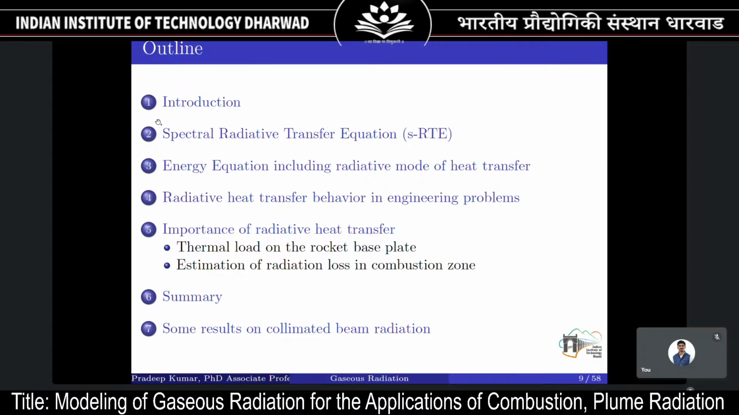So radiative heat transfer behavior in engineering problems, and some of the important applications of radiative heat transfer, are the most complex and critical, like thermal load on the rocket base plate, and estimation of the radiative loss in the combustion zone. And with that, I will summarize my presentation. If time permits, I will also give you a little bit of the collimated beam radiation.